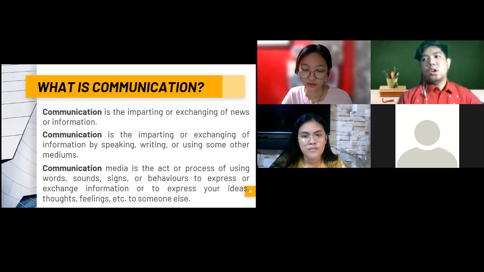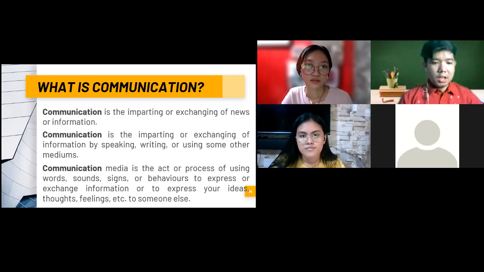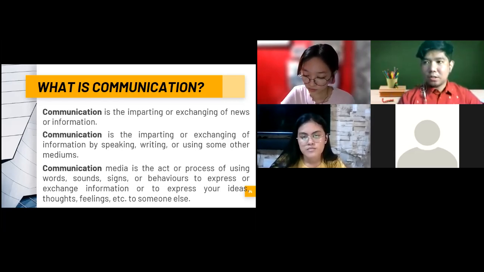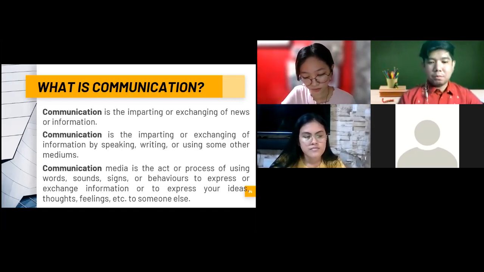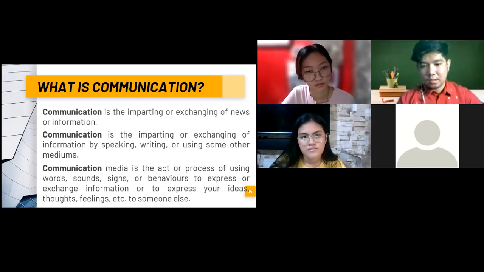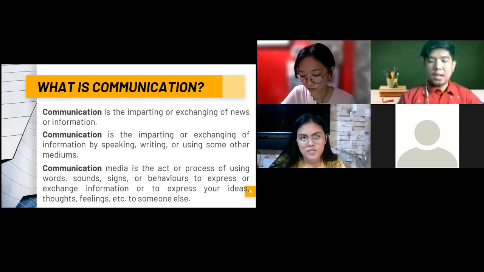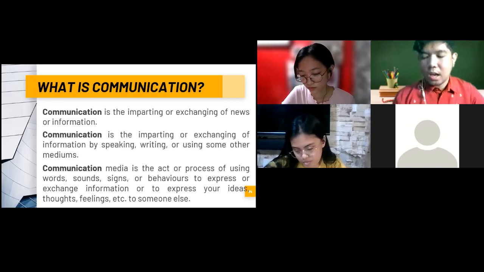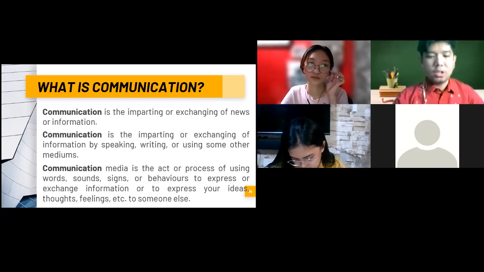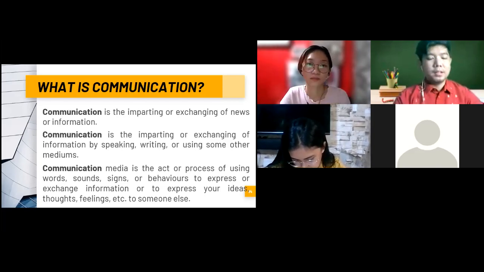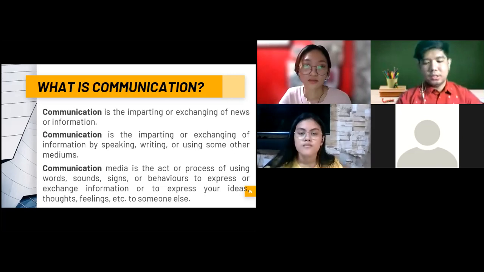So in other words, one of the many aims of communication is understanding. Always remember that. If there is no understanding on the part of both communicators, then do you think there is a communication act transpiring? Of course, there's none. So again, one of the many aims of communication is understanding. To be understood and to understand.